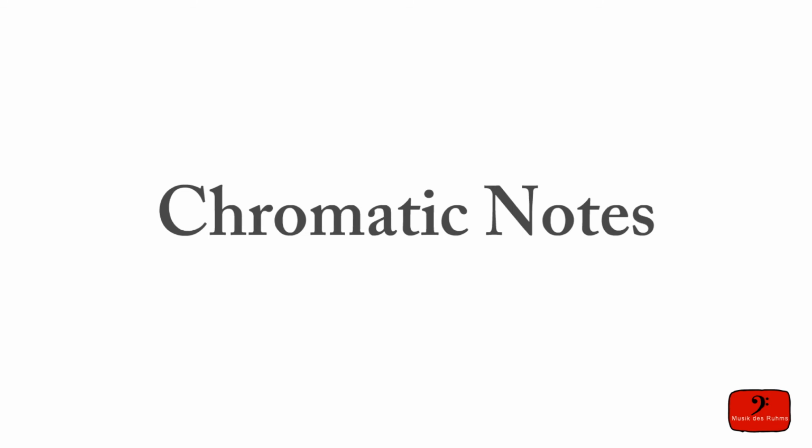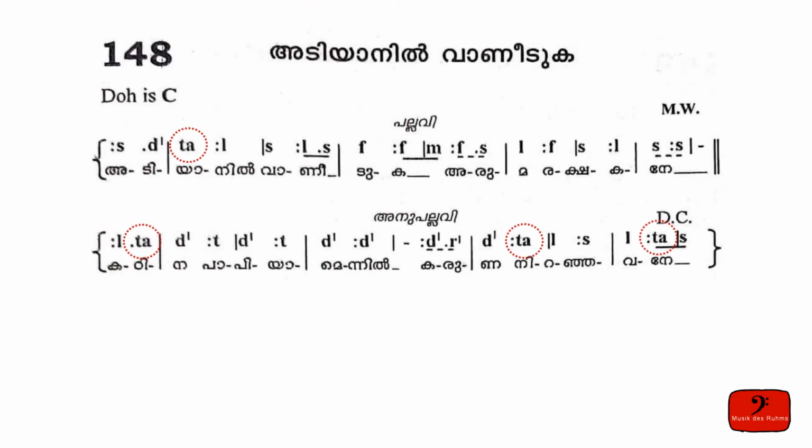The last section of this lesson, chromatic notes. In some songs, the notes not belonging to the scale will also be there in the composition. These notes are termed as chromatic notes. See this example. Here you can see a syllable, ta. The syllable, ti, in C major scale is the note B. The ta, in this scale is an example of chromatic note. The syllable ta, in C major scale is the note B flat.